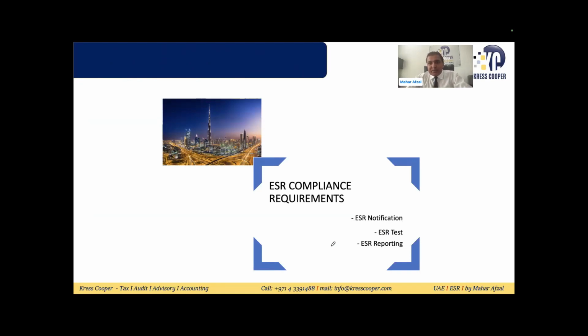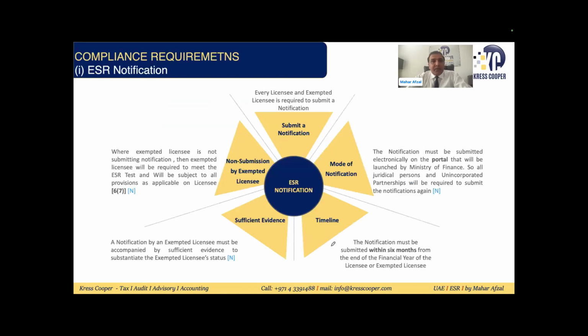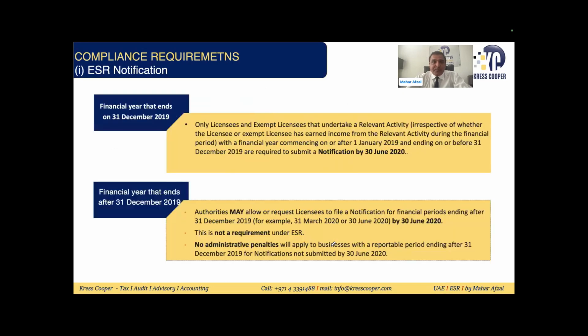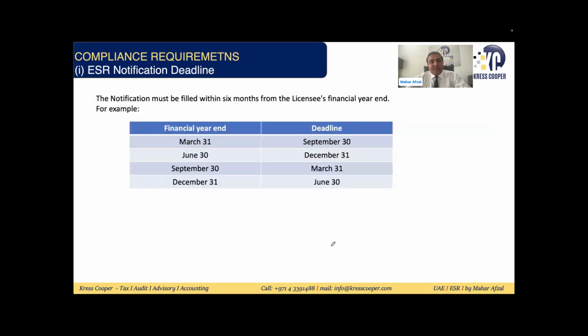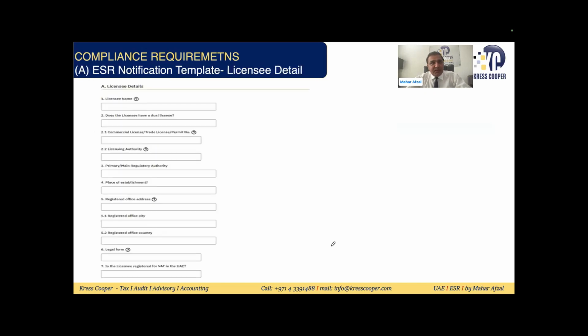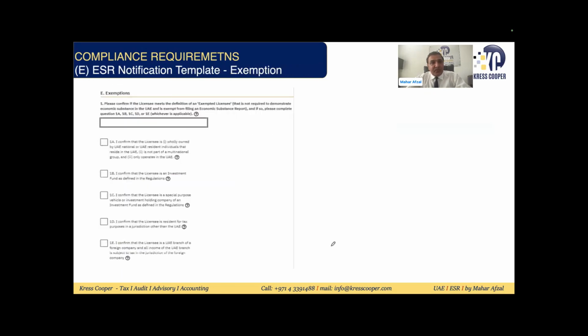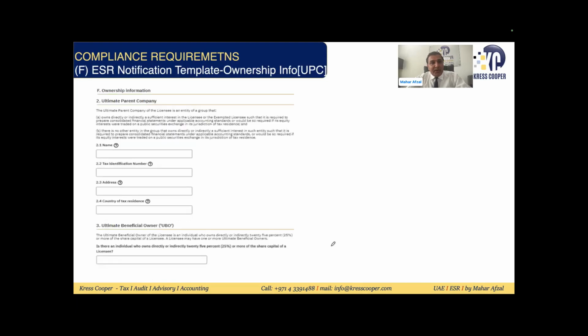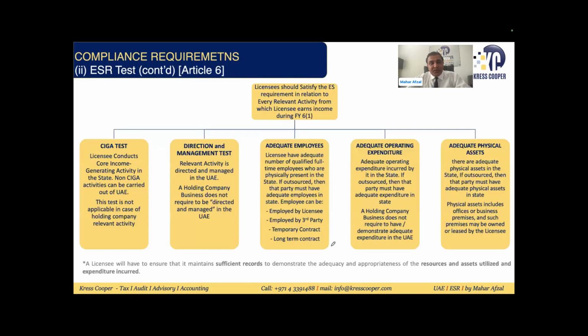ESR compliance requirements. As we discussed, if the licensee is earning relevant income from the relevant activity, then the licensee is subject to ESR notification, ESR test, and ESR reporting. Notification needs to be submitted within 6 months from the end of the relevant financial year. The notification format, you can go through this format. I took a screenshot from the FTA website. You need to fill in the information and submit it. You are not liable to provide any numbers in the notification, but the basic information you need to provide.